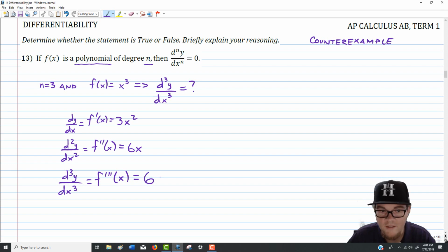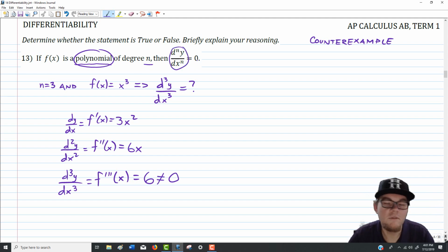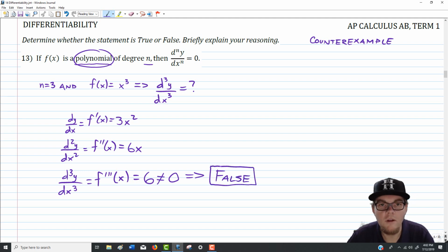Aha! Elementary, my dear Watson. 6 and 0 are different numbers. What that tells us is we just chose a polynomial of degree n, and we'll just say 3, and the third derivative is not equal to 0. What that tells you is that this statement is false. So this isn't true. The first function we checked made it false.